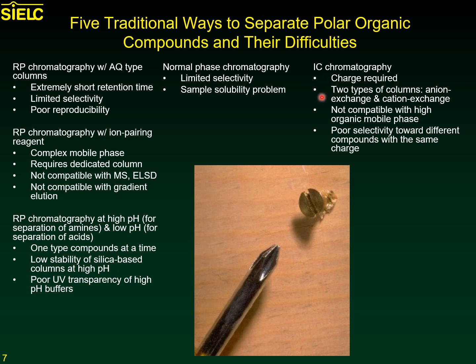There are only two columns that are available to you, anion exchange and cation exchange. This particular method is not compatible with highly organic mobile phase due to the solubility requirements of the ionic components. And there's a notable poor selectivity towards compounds that may have very different structures, but the same ionic charge.